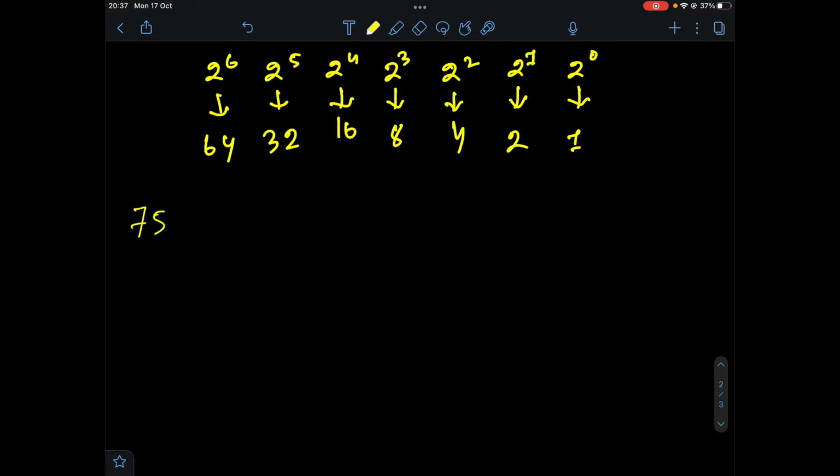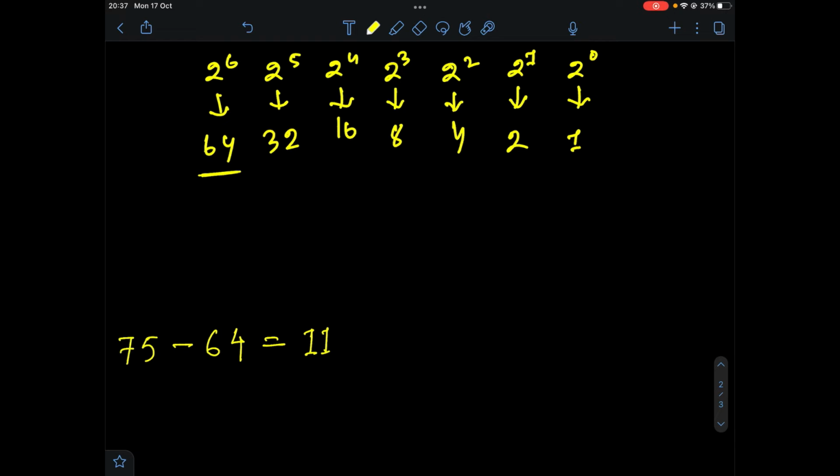So we have 75. So what is the highest number we have? We have 64. Okay, we have the highest number 64. So simply just subtract this 64 from 75. So you will have 11.